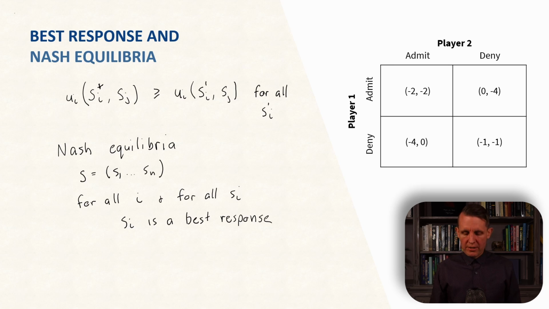Let's have a look at this concept in the prisoner's dilemma over here on the right. We already know that admit is the best response for both agents in the game. The Nash equilibrium is therefore this pair: admit, admit.